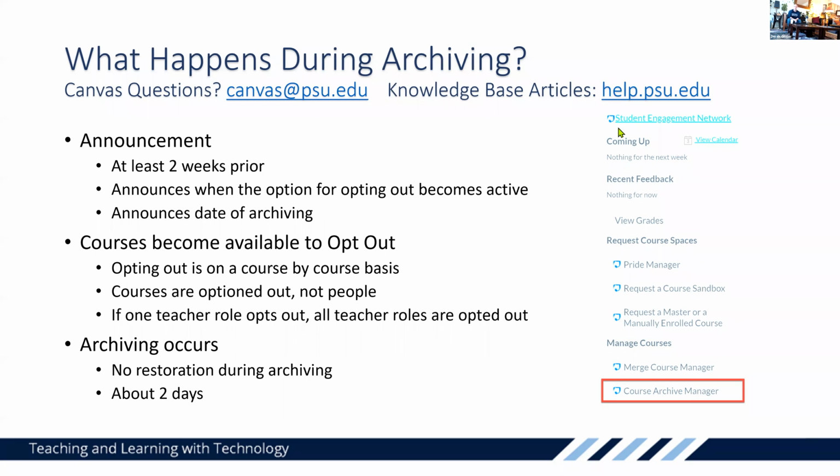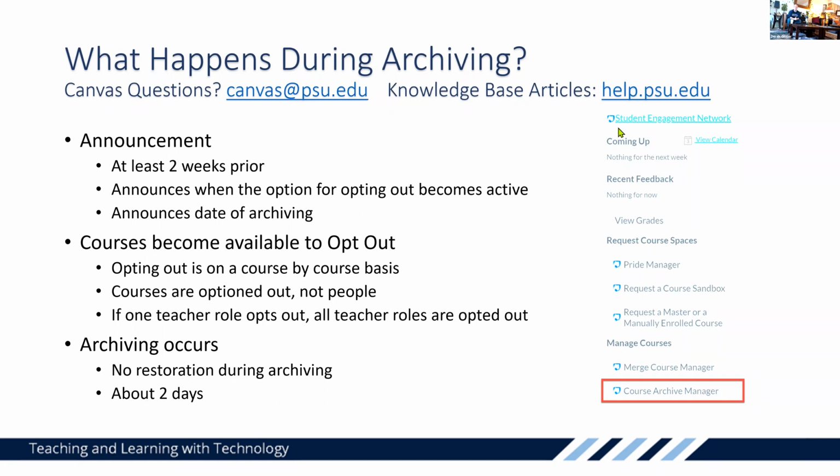What that announcement will include is an option. It announces when you will be able to go in and individually select courses to opt out of the archiving process, and it will also announce the date that the archiving will start. Those are two separate dates. You will have one date when you can actually go in and select courses to be opted out of the archiving process. Then a few weeks later, the archiving will happen.